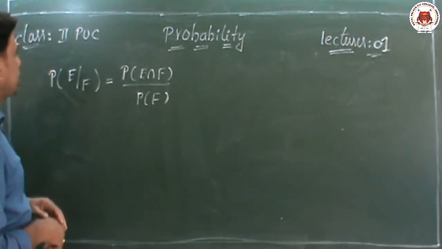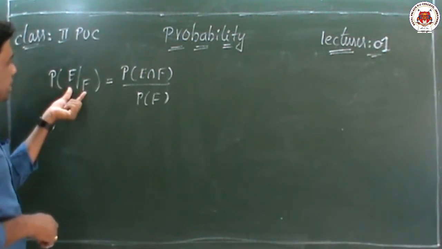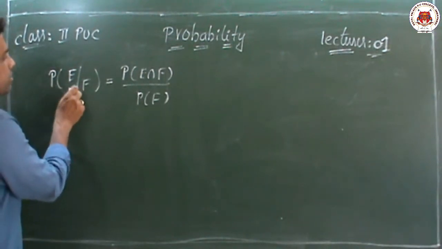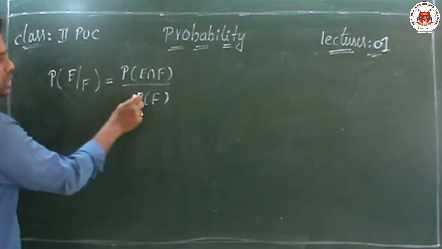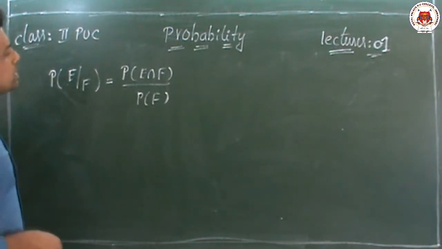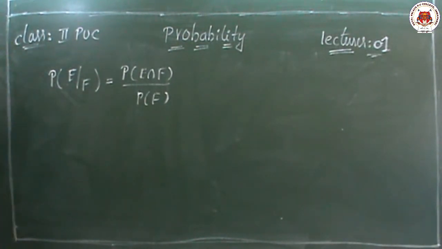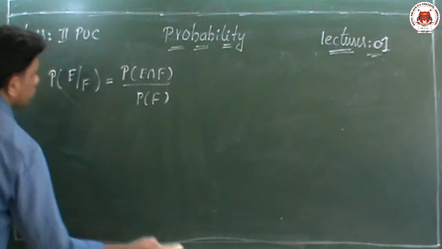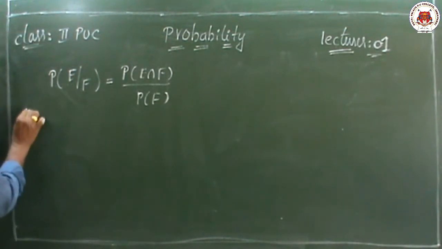I am going to explain. So P of E by F: the numerator is E intersection F, and the denominator is P of F. Using this formula, we get the conditional probability. Afterwards I will explain. First we will do some sums on this model. So I am going to take the first question on this model.